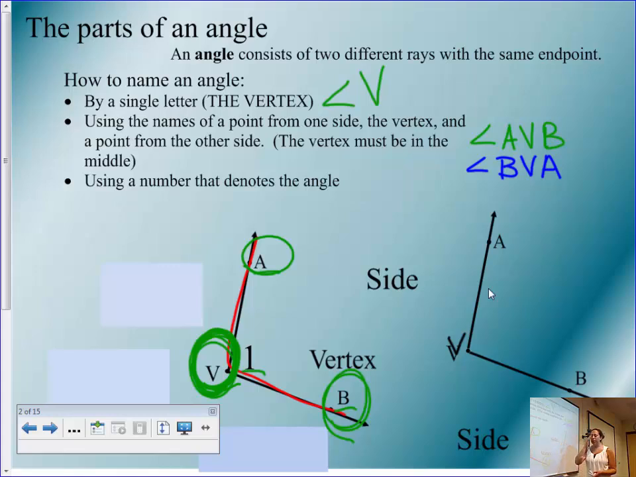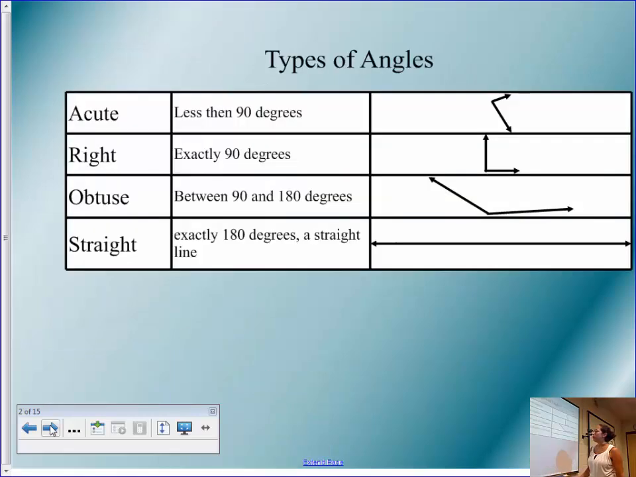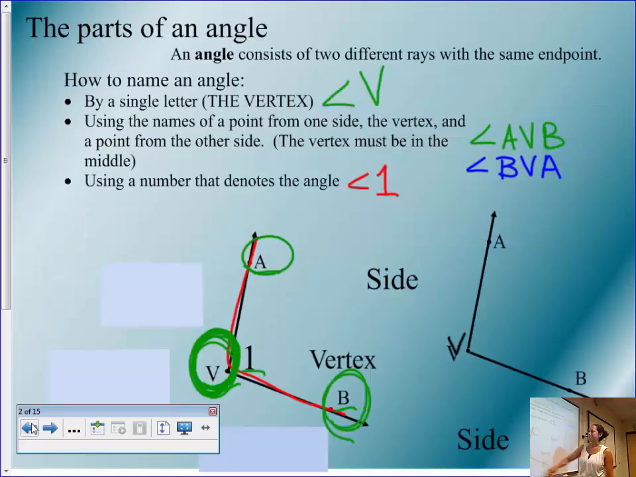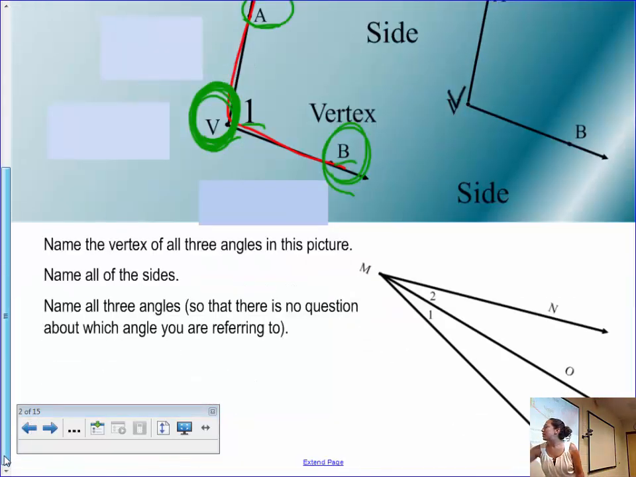The last way that you can name an angle, and this is the only option if numbers are available, is to use the number that denotes it. So I could say that this is angle 1, okay? Before we get to the chart that I just showed you, I skipped a part, so we're going to go down and do some examples in practice.